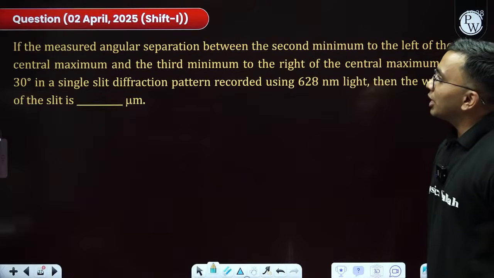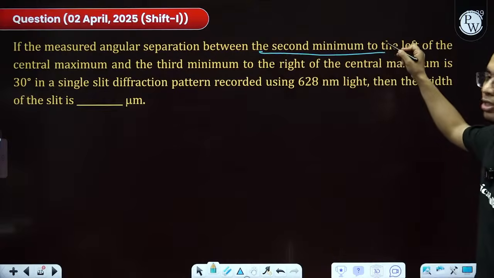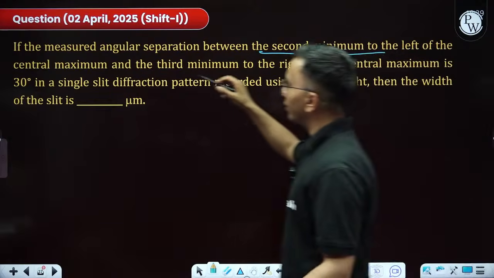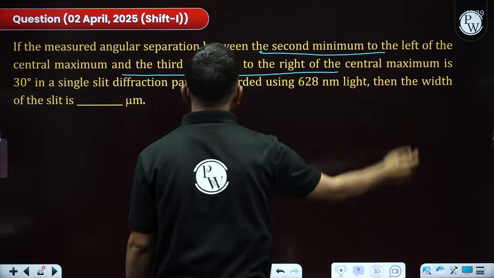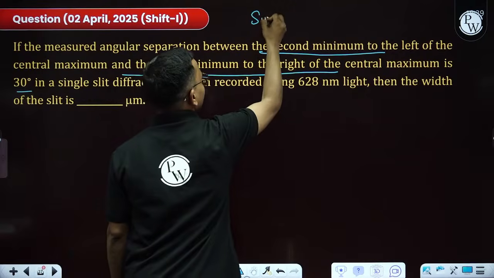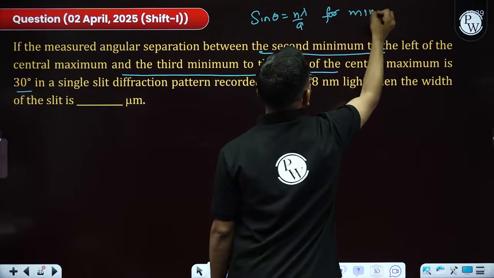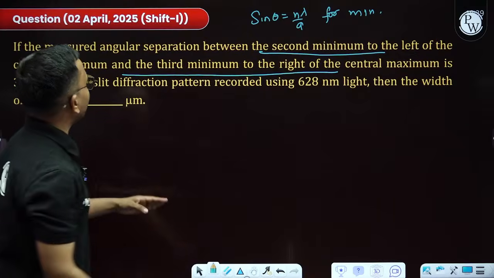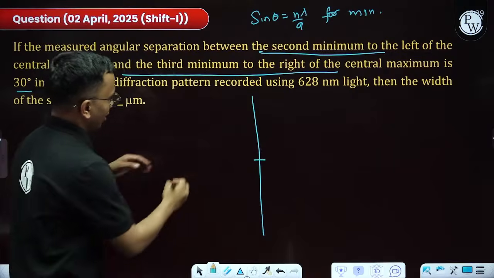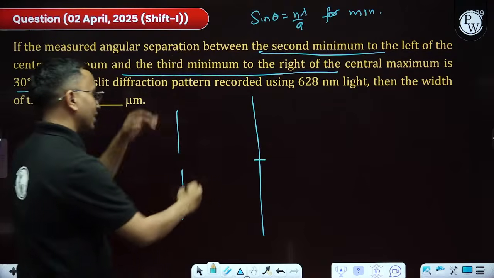If the measured angular separation between the second minima to the left of central maxima and the third minima to the right of central maxima is 30 degree. Now I am going to cover the diffraction pattern. Where is the nth minima? Sin theta is equal to n lambda by a. This is for minima. Here the central maxima is there. So the second minima on one side you can take.